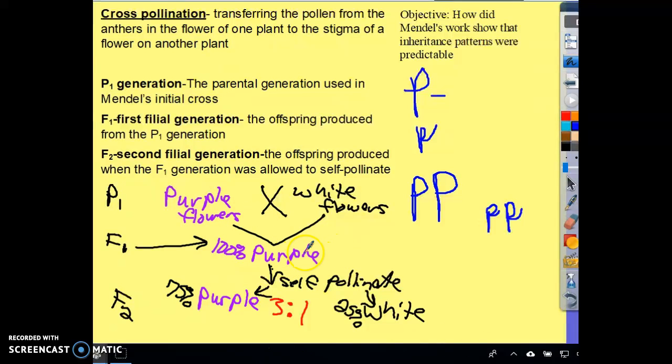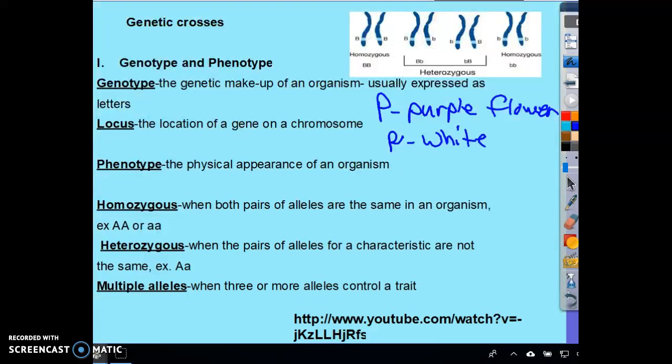So what happened here is the F1 plants must have had 1 copy of that dominant allele and 1 copy of the recessive allele, which was masked. Remember, we talked about Mendel's principle of dominance and recessive. So when they were allowed to self-pollinate, this is sort of what happened.